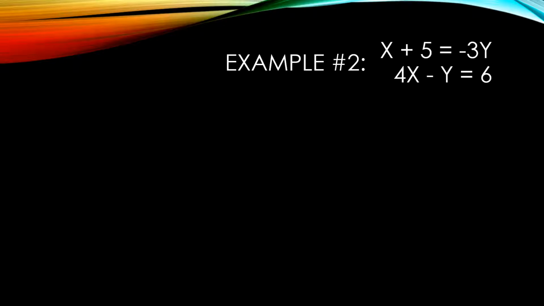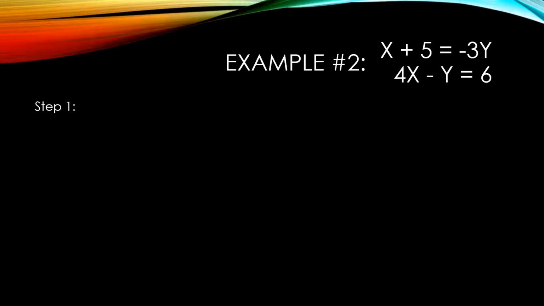Now example number 2, that's x plus 5 equals negative 3y, and 4x minus y equals 6. Off the bat, we notice that the pair of equations don't follow the exact same order of terms, but no biggie, we'll just rearrange one of the two equations. So step number 1, stack your equations one on top of the other. Ensure that your y's are lined up, your x's are lined up, and your constants are lined up.